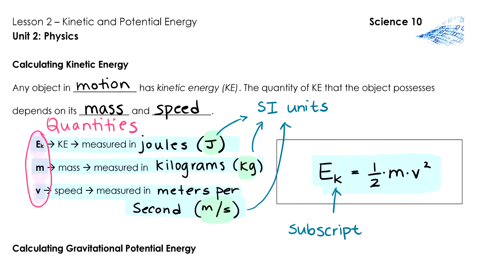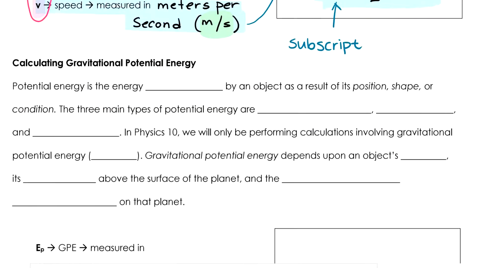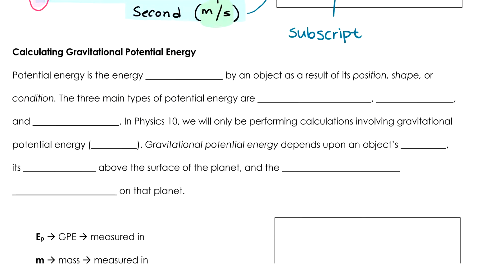So how do we calculate gravitational potential energy? Recall that potential energy is the energy stored by an object as a result of its position, shape, or condition. And the three main types of potential energy are gravitational, elastic, and chemical.